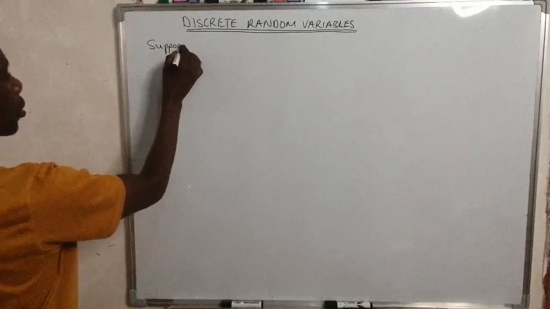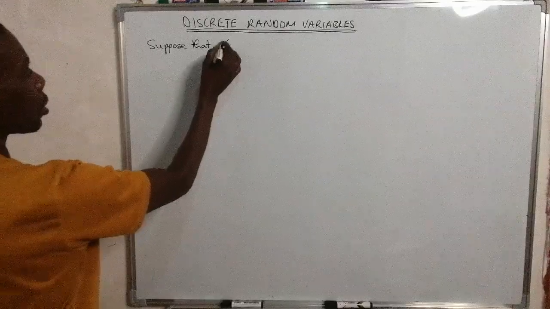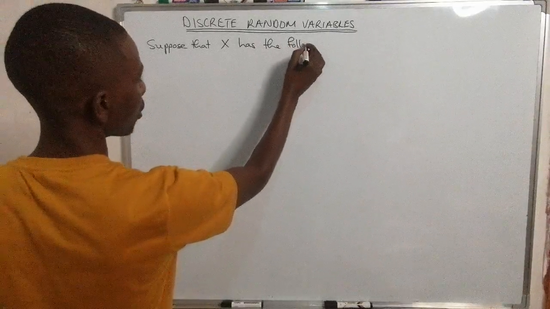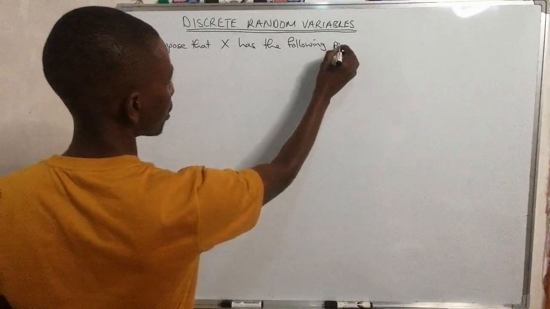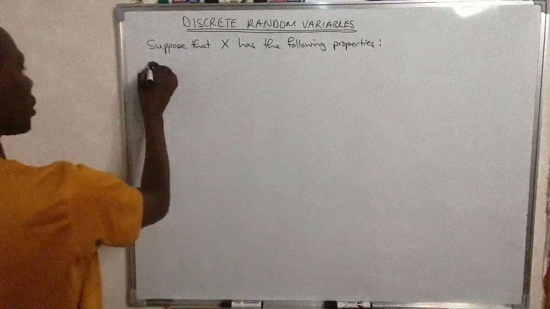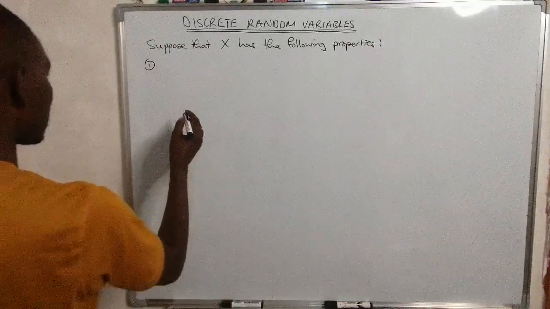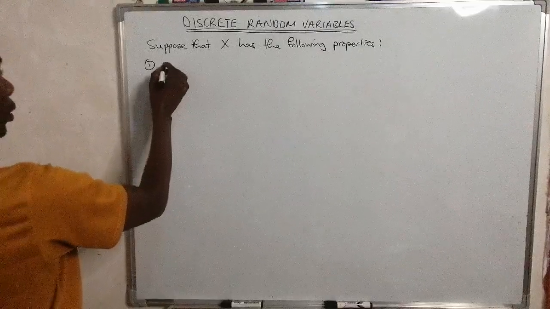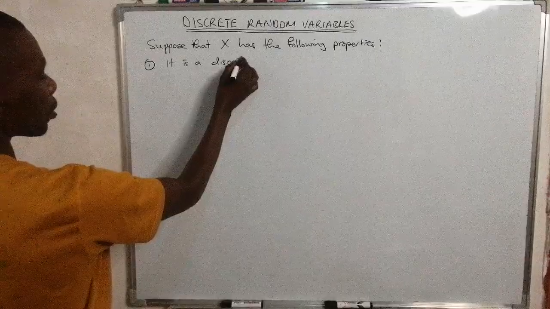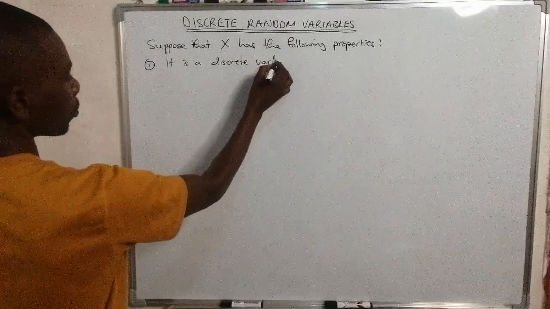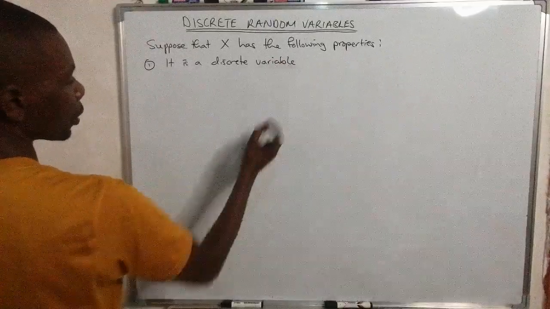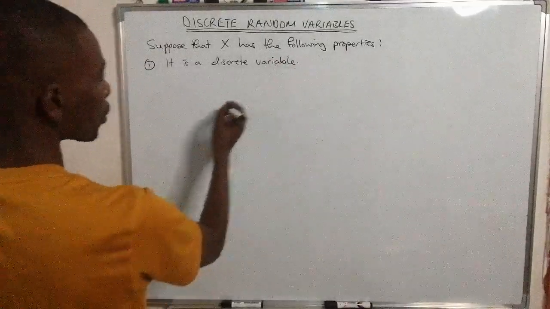Suppose that x has the following properties. Number one, x is a discrete variable. It is a discrete variable. It is not a continuous variable.